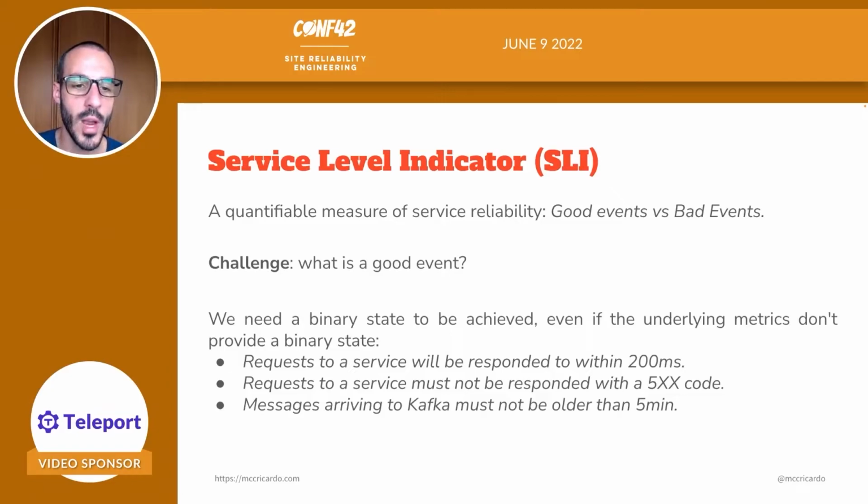So we can say that requests to a service need to be responded to within 200 milliseconds. So this means if I serve a request, I can measure how long it took. If it was more than 200 milliseconds, I can say that it wasn't a good event. If it was 200 milliseconds or less, I can say that it was a good event. And analogously, we can say that if a response got a 500 code, it is not good. If it got another code, it is actually a good event. And the same thing for Kafka messages. If the Kafka message that arrived is older than 5 minutes, we might say that it's not a good event. If it's younger than 5 minutes, it is actually a good event.